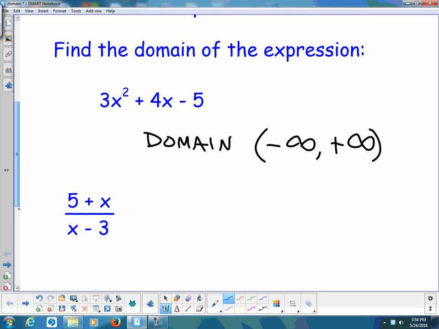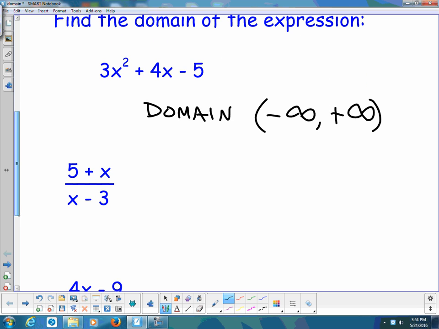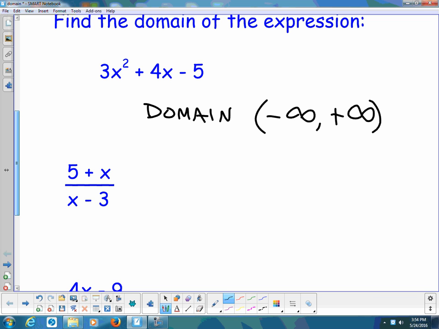All right, let's take a look at this example. What would be the domain of this expression? Well, here we can plug anything we want in for x, but we do have to watch out because we have a denominator and we cannot divide by 0. Divided by 0 is undefined. So for this problem, we would say that our domain is all real numbers except the number that's going to make our denominator equal to 0. So set x minus 3 equal to 0, add 3 to both sides, and you get x equals 3.